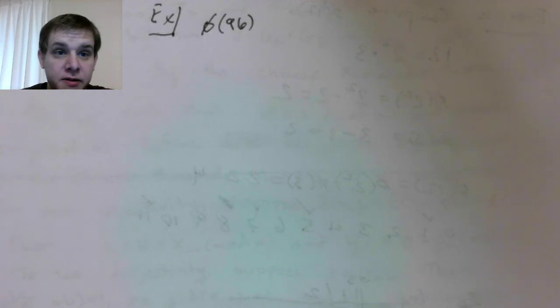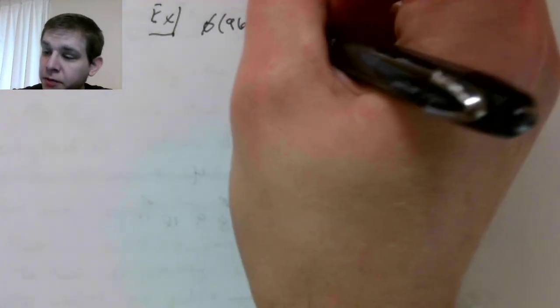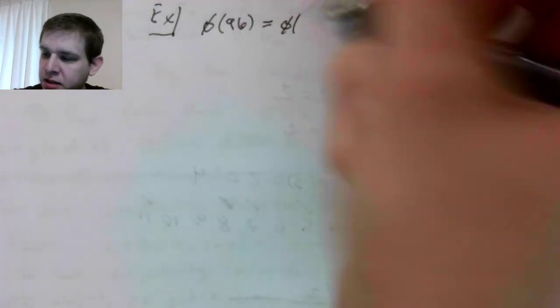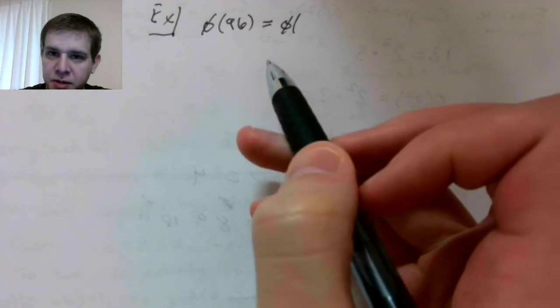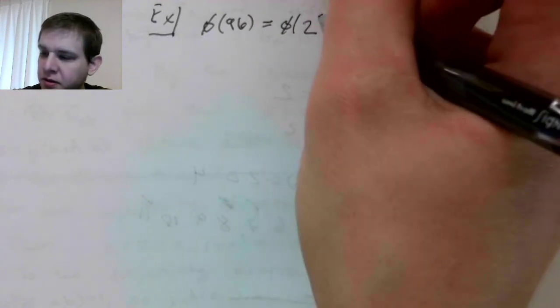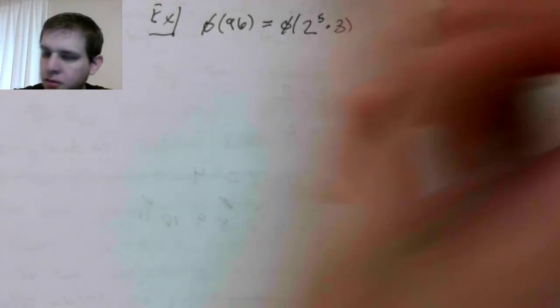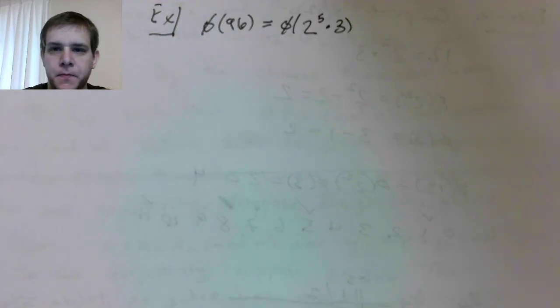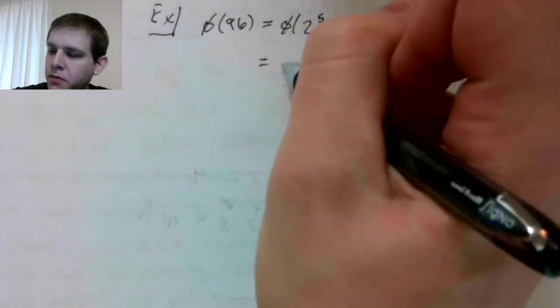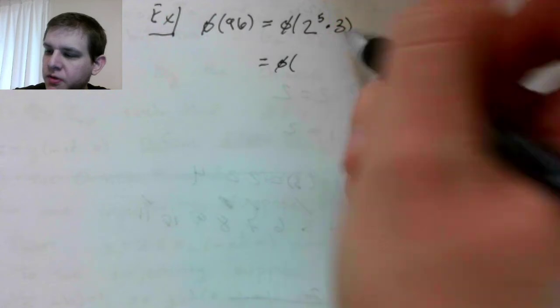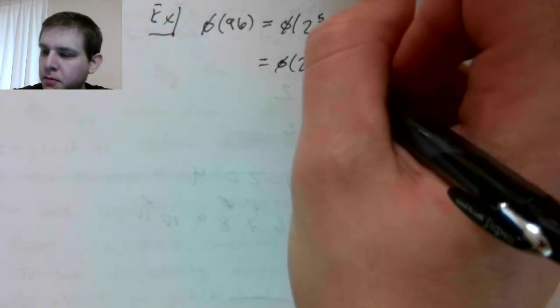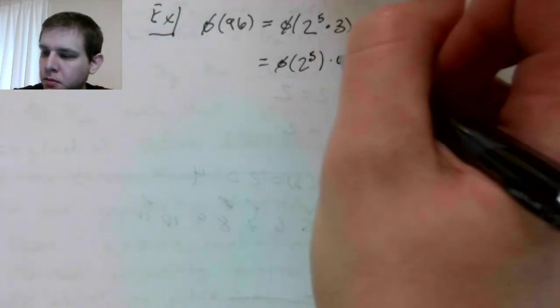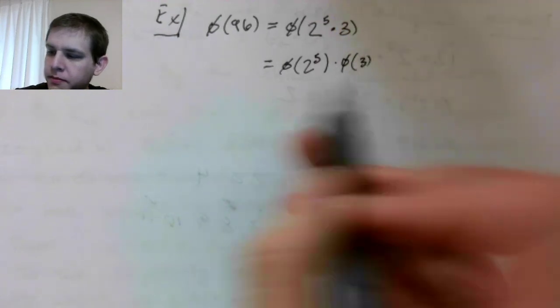Well, I could write it all out, and it would be some huge list, and I would cross out all the zero divisors. Or I could write 96 as 32 times 3. 32 is 2 to the 5th, times 3. By the last theorem, since 2 to the 5th and 3 are coprime, I get this.